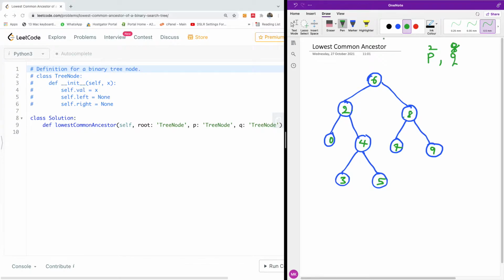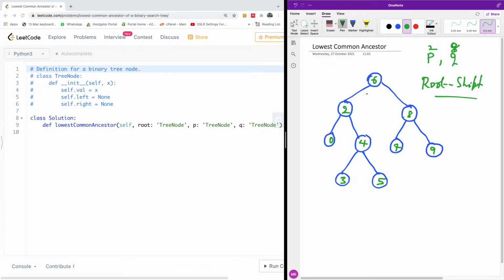If we have some other nodes above, they are common ancestors but they are not the lowest one, so we need to return the lowest one. The method I'm going to be using is called the root shift method. That's the easiest way to solve it.